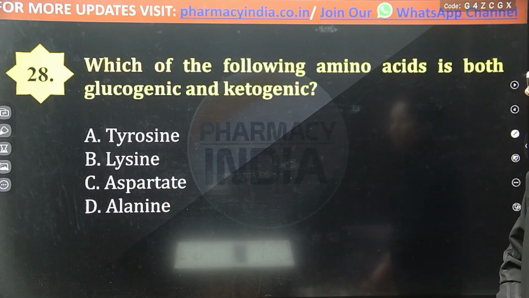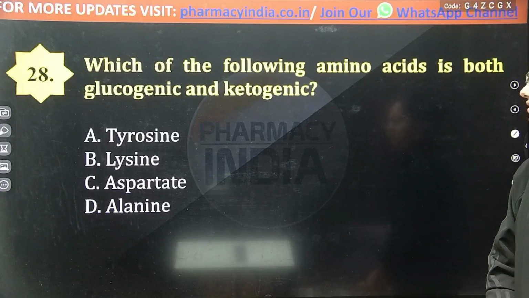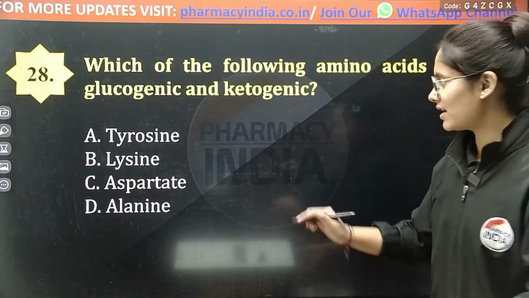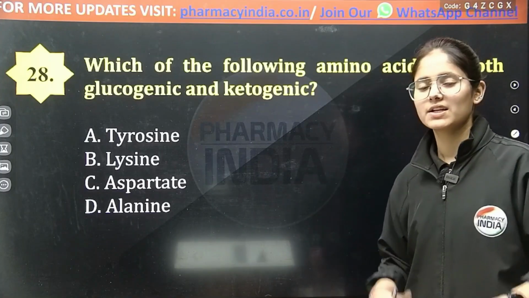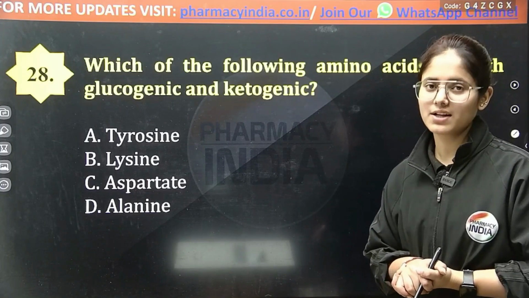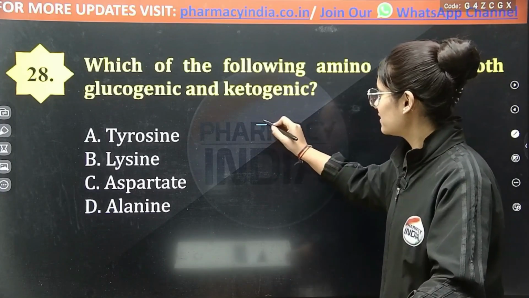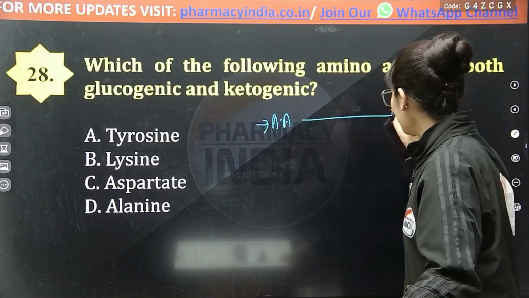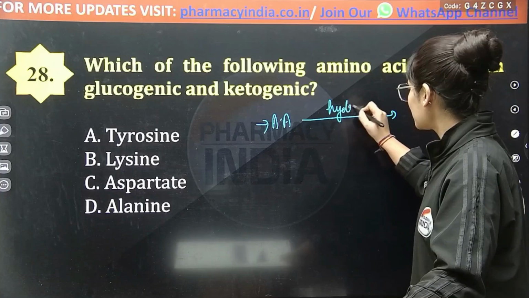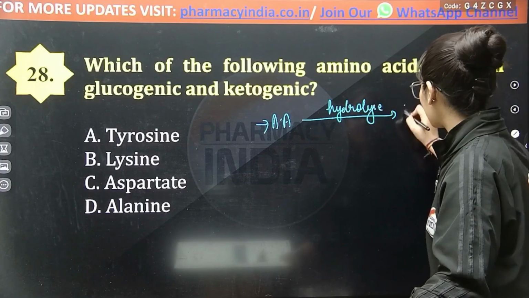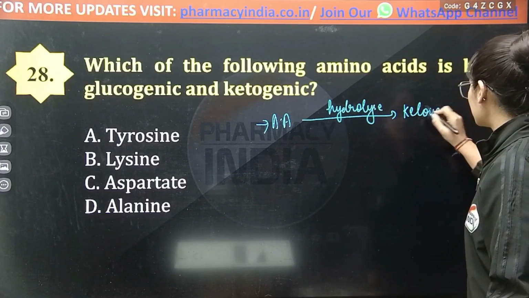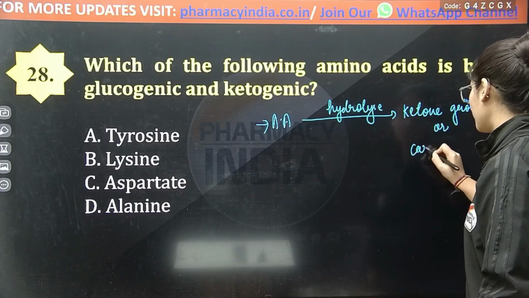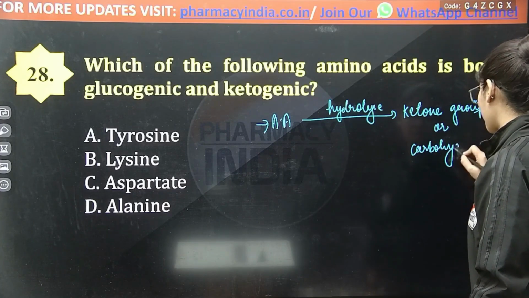Which of the following amino acids is both glucogenic and ketogenic? Now, what is the meaning of glucogenic and ketogenic? Those amino acids which can be broken down to form ketone bodies and also a carbohydrate. Clear? We can say glucose. So, those amino acids which can form ketone groups or carbohydrate, meaning glucose.